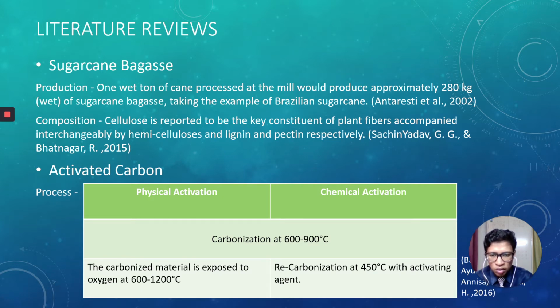The next step is different. For physical activation, the carbonized material will be exposed to oxygen at between 600 and 1200 degrees Celsius, which is quite a high temperature. But for chemical activation, we need to recarbonize at 450 degrees Celsius, which is lower than physical activation. But it needs an activating agent like phosphoric acid, sulfuric acid, potassium hydroxide, or zinc chloride.